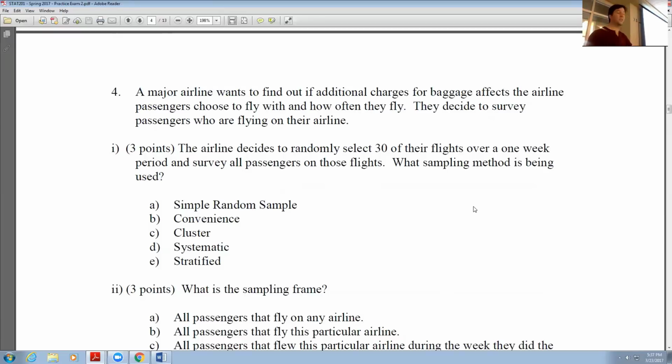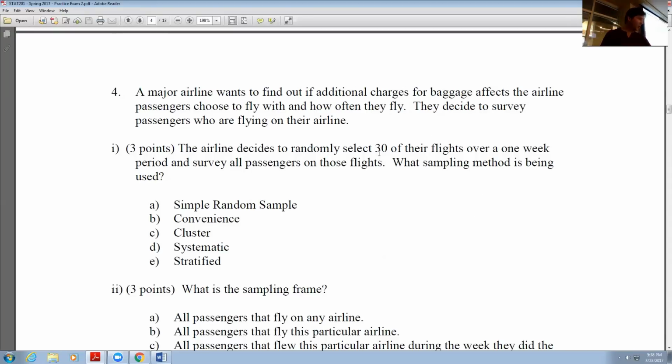This is pure memorization. What do you guys think? Cluster. Now some people say, but they're doing it randomly. How do we select the clusters? We select clusters at random. What do we then do to a cluster? A complete census.